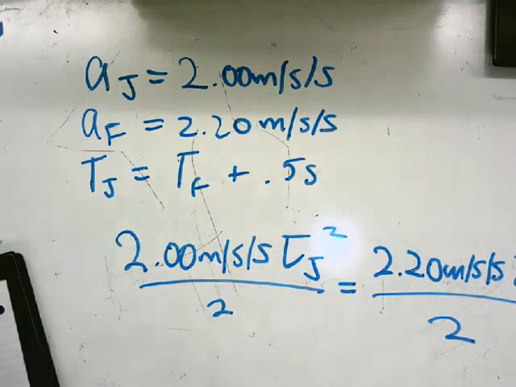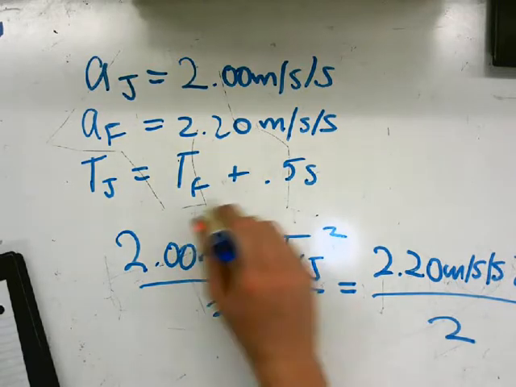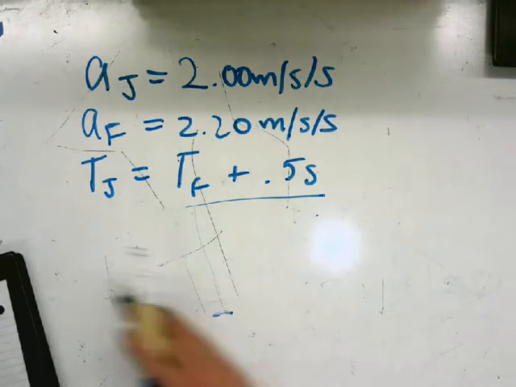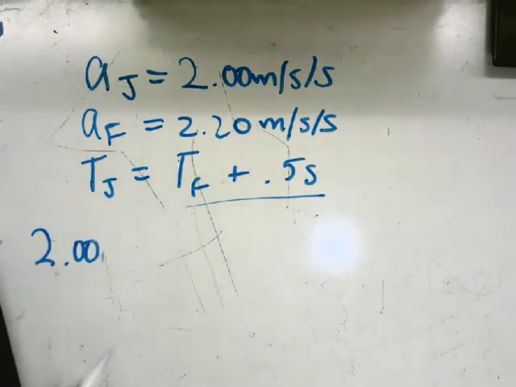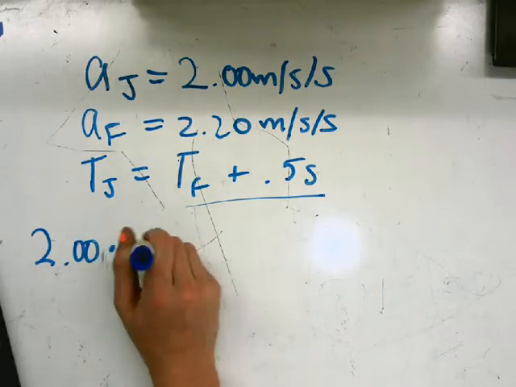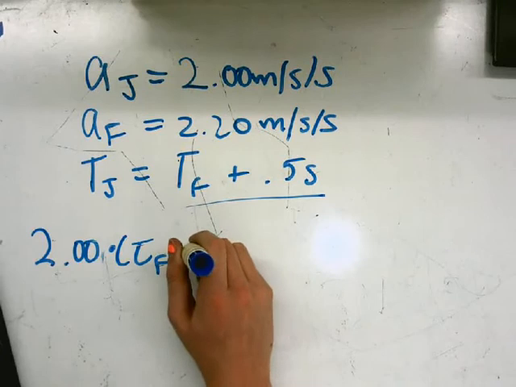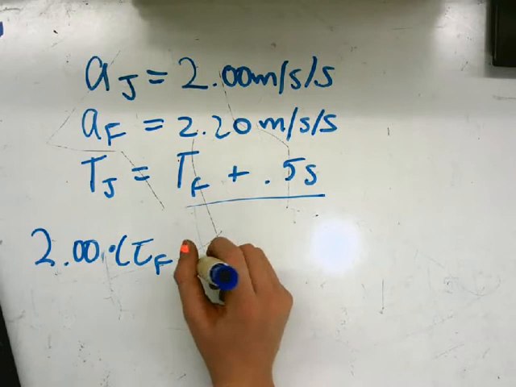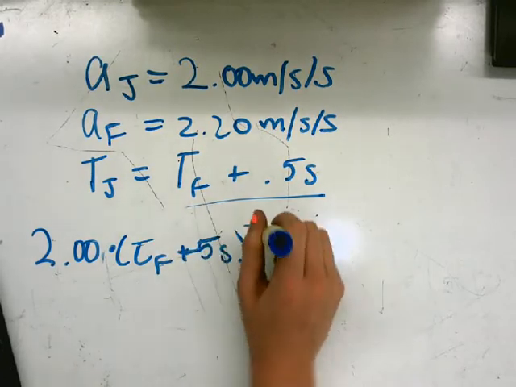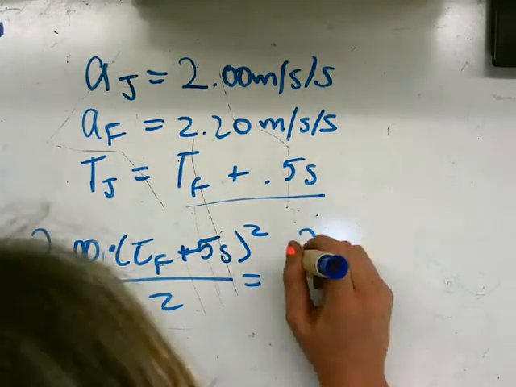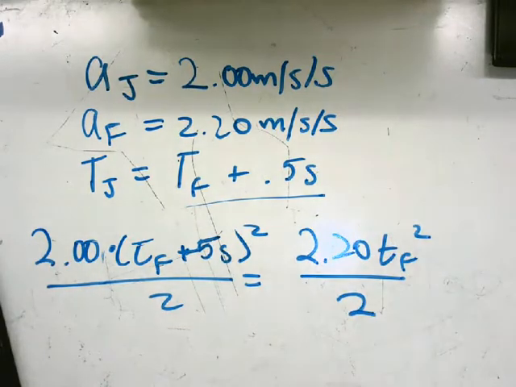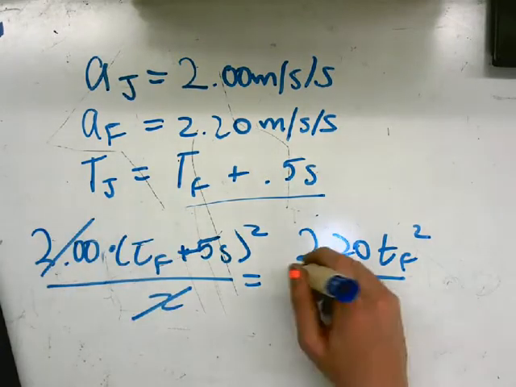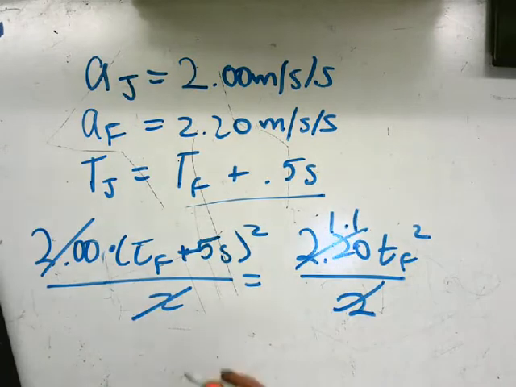And we're going to get 2 meters per second squared times the time of Jerry's friend plus 0.5 seconds, squared, over 2, is going to be equal to 2.2 meters per second squared times Jerry's friend's time squared over 2. Now, we can simplify this and cancel these out, and this is 1.1. Then, when we expand the equation, we get time of Jerry's friend squared plus time of Jerry's friend plus 0.25 equals 1.1 time friend squared.